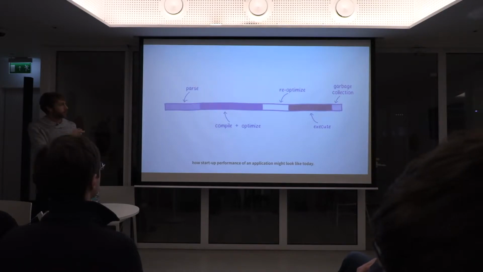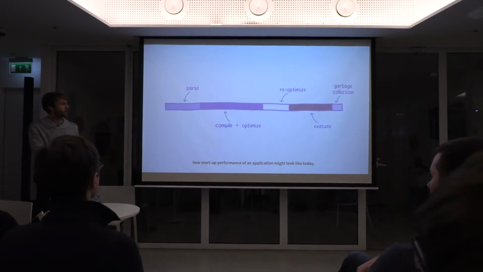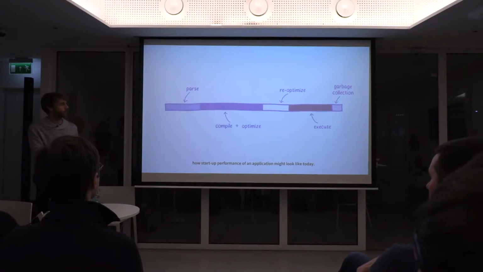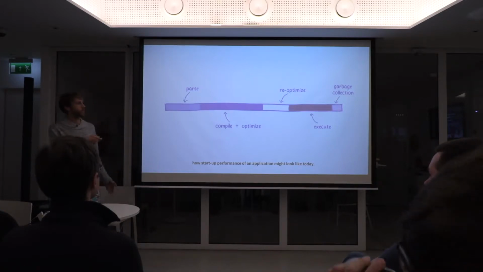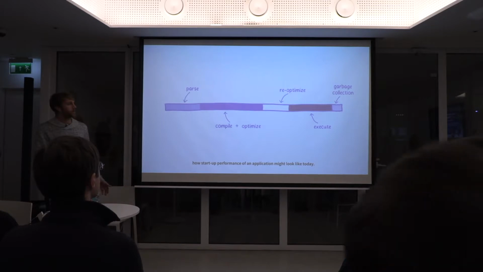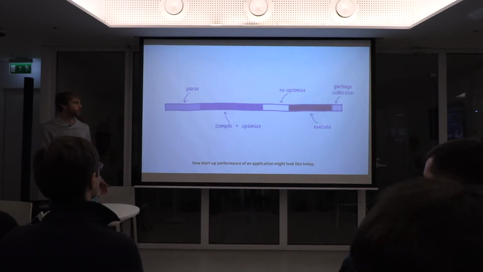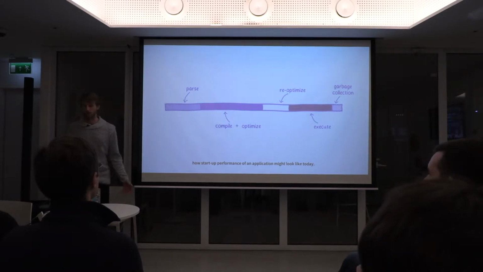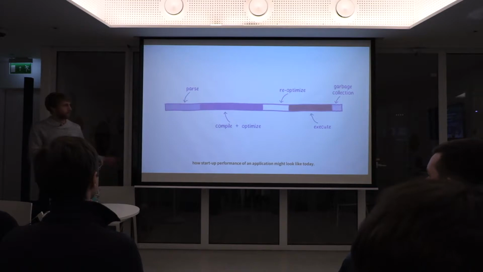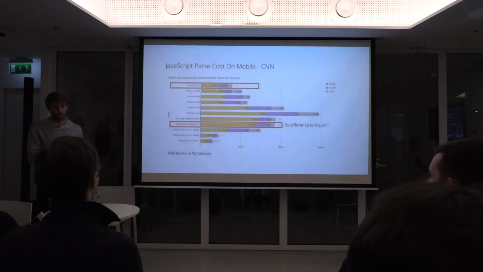This is basically how it looks roughly. There's the compile at first. We do the parsing. We do the compile and optimize. Some of the optimized code gets tossed away. Then we do re-optimization, and we end up executing some code that we optimize, some that's not optimized, and somewhere in between. And at the end, we do garbage collection.